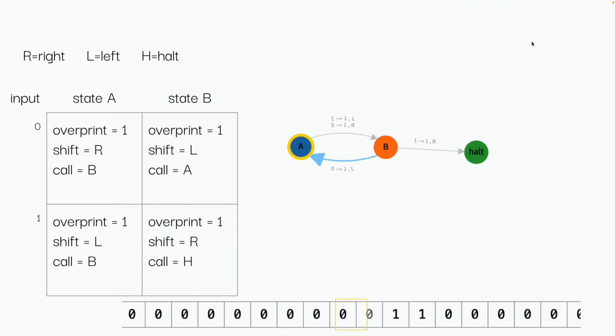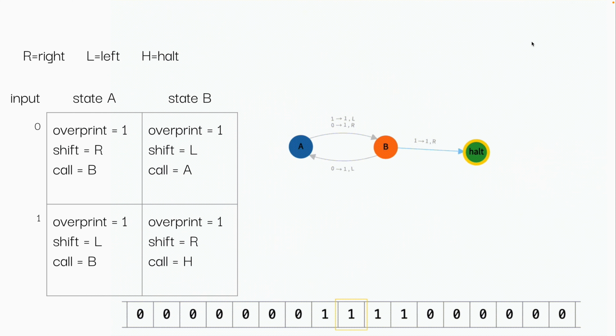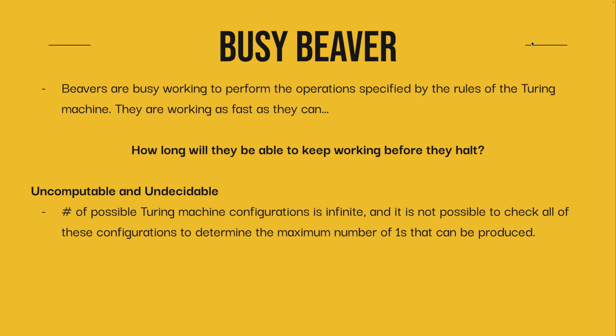And here we have a 2-state Busy Beaver, now that we've tackled the 1-state. This is known as one of the optimal solutions for a 2-state Busy Beaver, which results in 4 ones being printed on the tape. So why is this problem called the Busy Beaver? The idea behind this metaphor is that beavers are busy working to perform the operations specified by the rules of the Turing machine. They are working as fast as they can. However, how long will they be able to keep working before they halt?